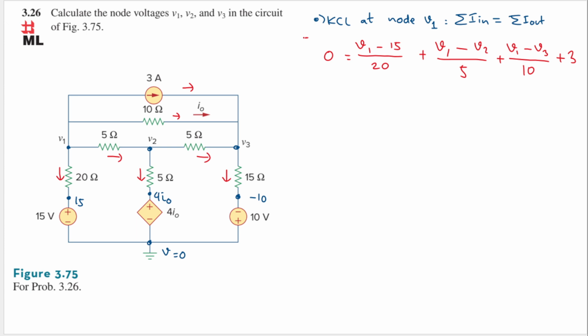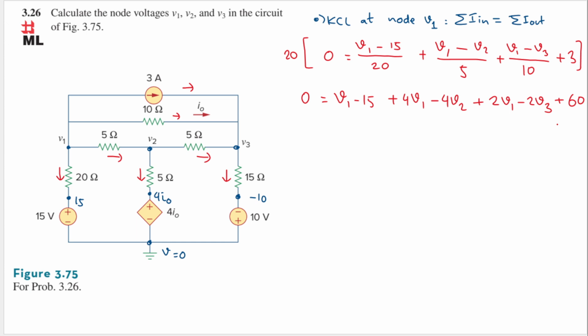We can multiply both sides by 20 to get rid of all the denominators here. So I'll have 20 multiplied by 0, that will be 0. And then I will have V1 minus 15 because 20 and 20 will cancel each other. And 5 and 20 will cancel into 4, so I will have 4V1 minus 4V2 for this term. And then for this term, 10 and 20 will cancel into 2, so I will have plus 2V1 minus 2V3. And then 20 multiplied by 3, that will be 60.